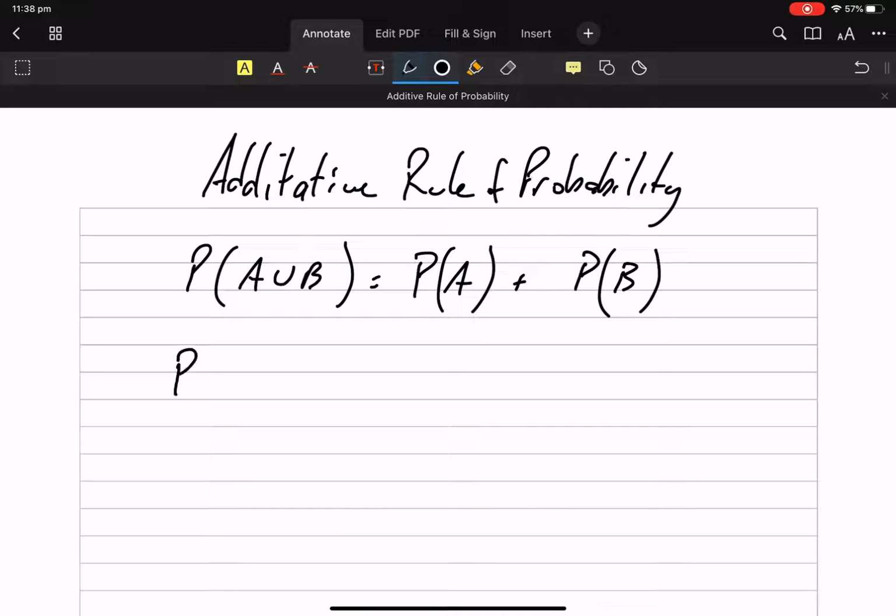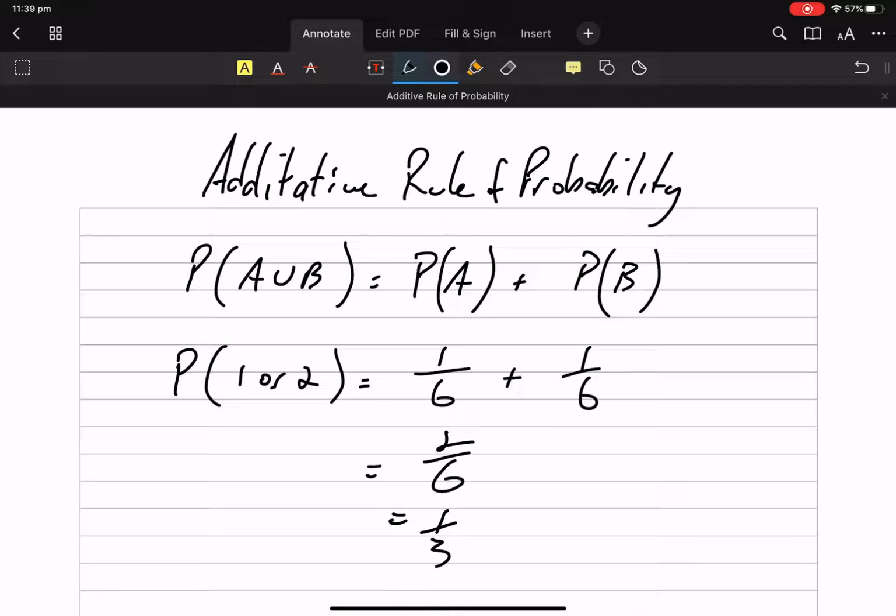Let's roll a die. What's the probability of getting a 1 or a 2 on a die? So the probability of A is the probability of getting a 1 on a die. What's the probability of rolling a 1? It's 1 out of 6. And the B is this 2. What's the probability of rolling a 2? Gosh, 1 out of 6, which is 2 out of 6, which is 1 on 3.